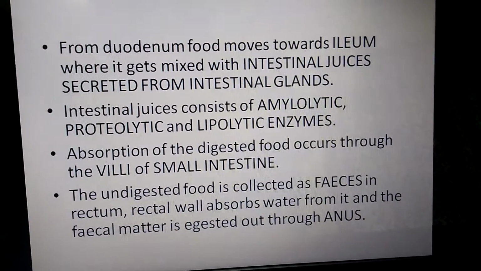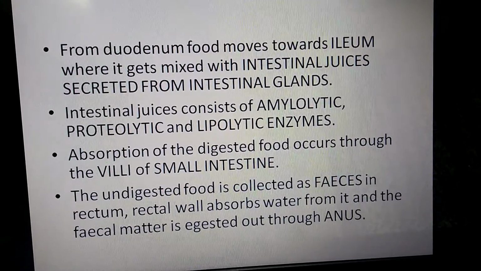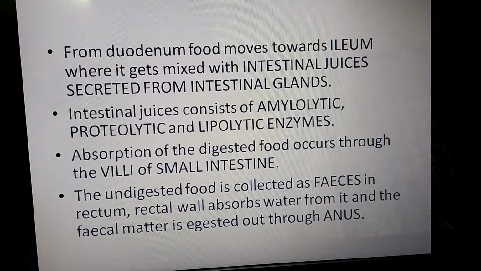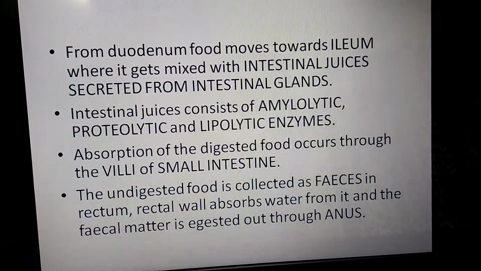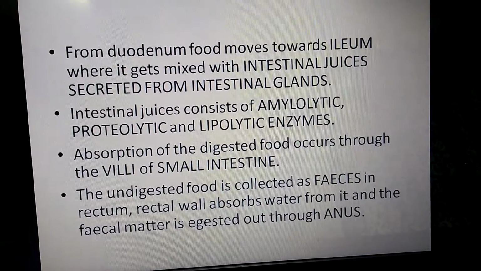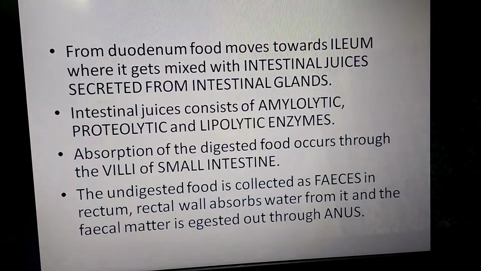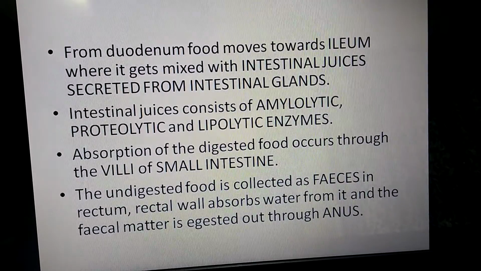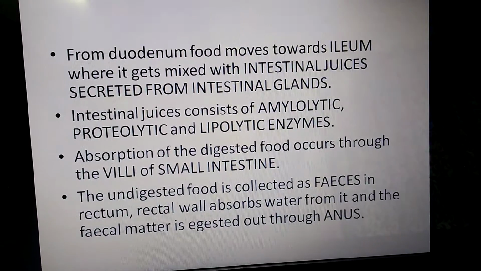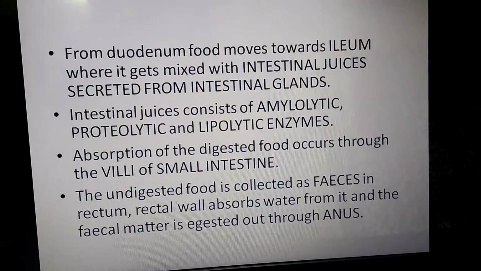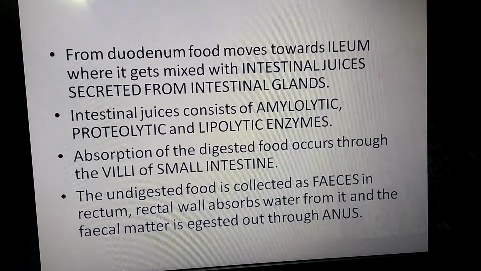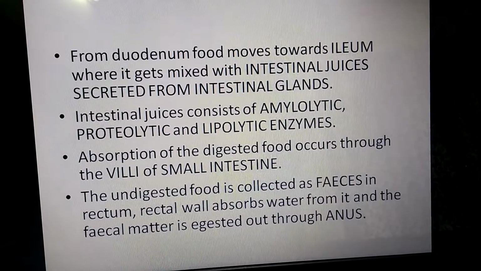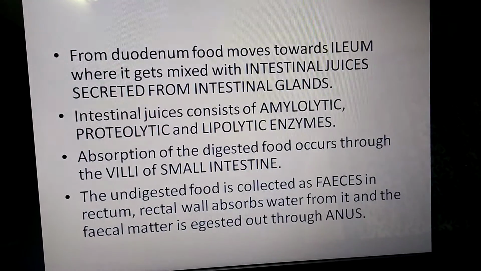And from duodenum, food will move into the ileum, where it is mixed with intestinal juices. The intestinal juice contains amylolytic, proteolytic, and lipolytic enzymes. All these three will digest the food completely, and after this, the leftover part which is not digested will move to the large intestine, where it will be stored as feces. Water will be absorbed, it will be concentrated there, and ultimately it will be moved out of the body via the anus.